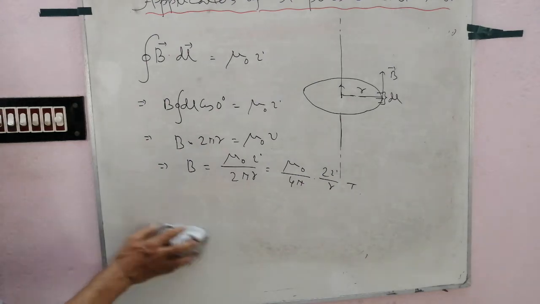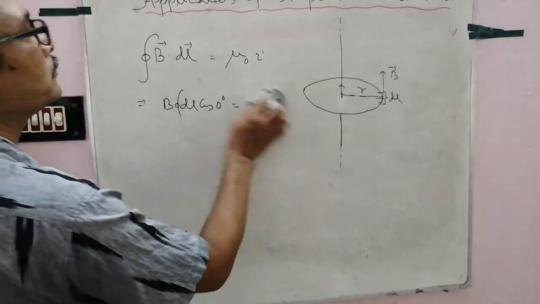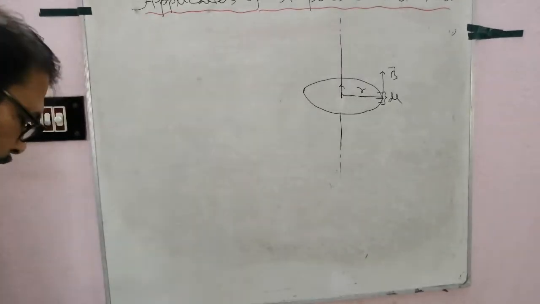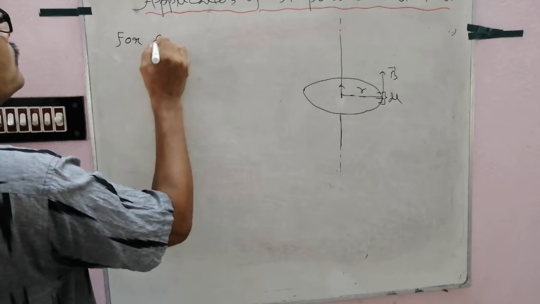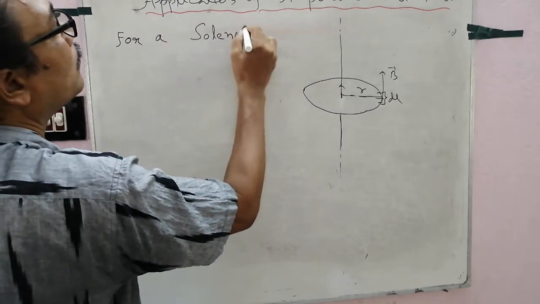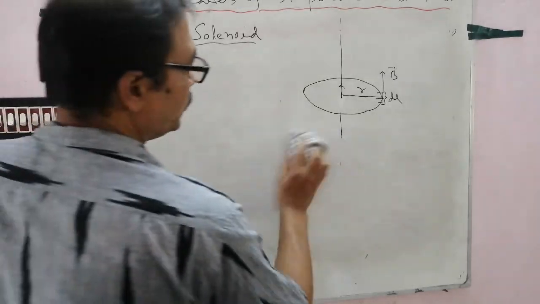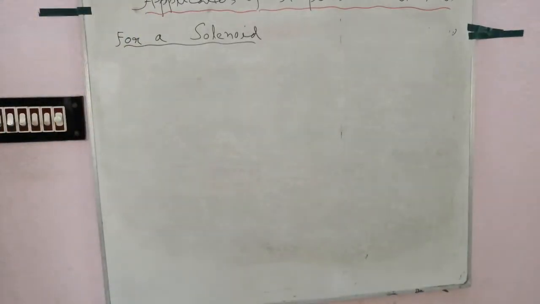Now the second application. For a solenoid, we can find out the magnetic field on the axis of the solenoid.